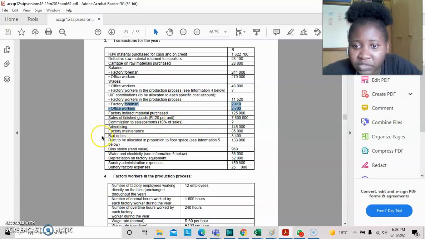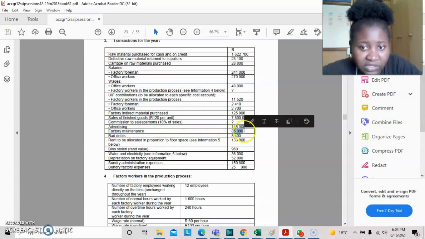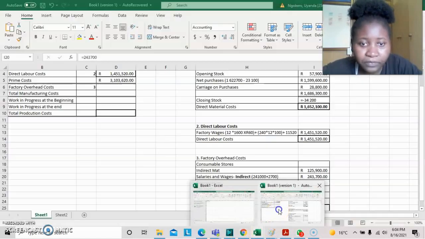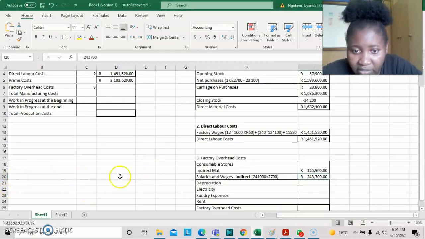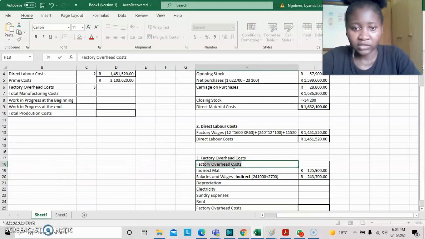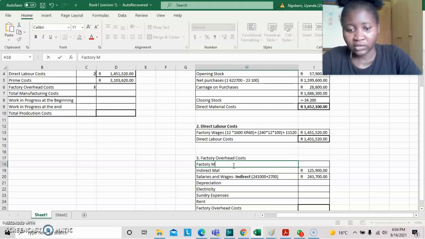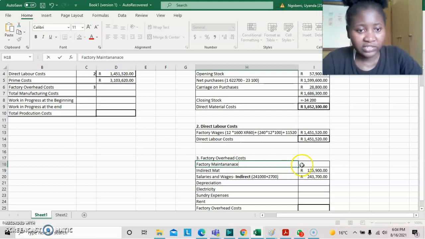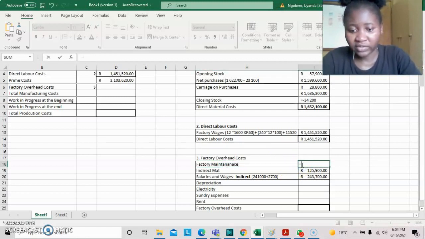We have commission to salesperson, we have advertising, we have factory maintenance. You see, this is very important. Factory maintenance, so that's 85,000.